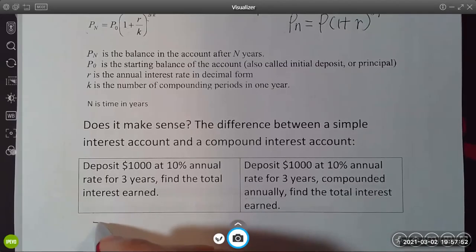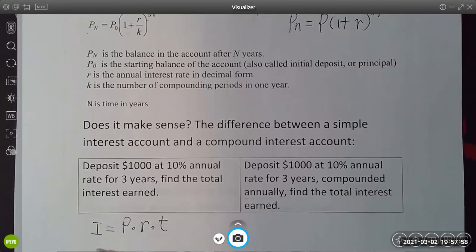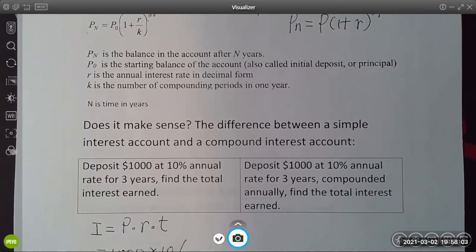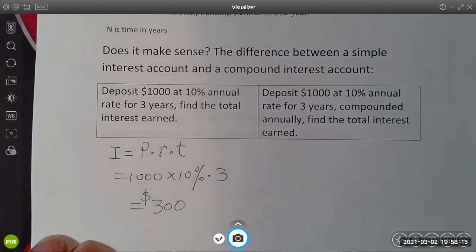So I'm going to calculate the interest. I equals P times R times T. So that's $1,000 times 10% times the time, that's 3 years. So this is $300. This is a very simple calculation. And that's it. That's the whole total amount of interest after 3 years.